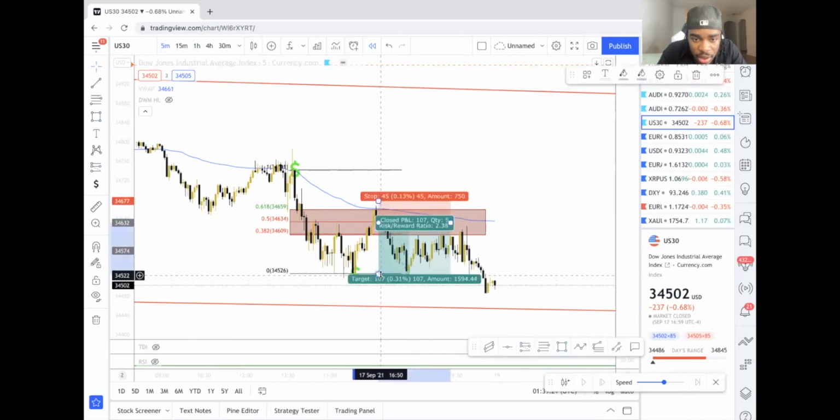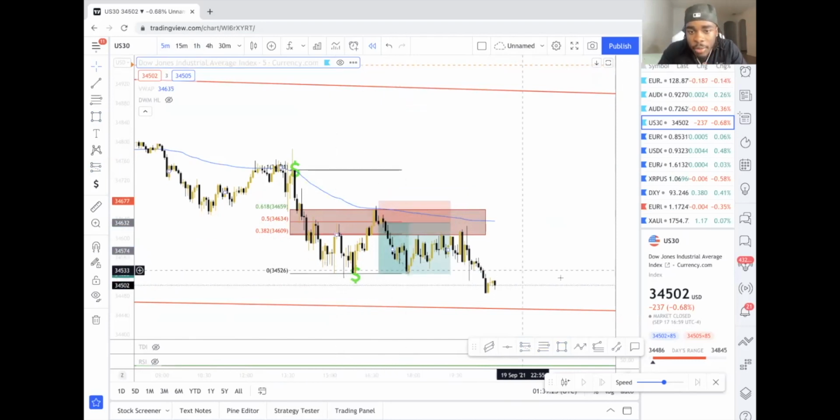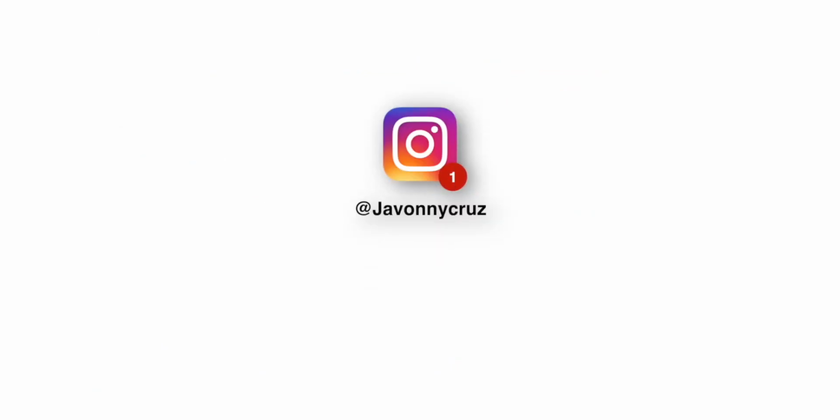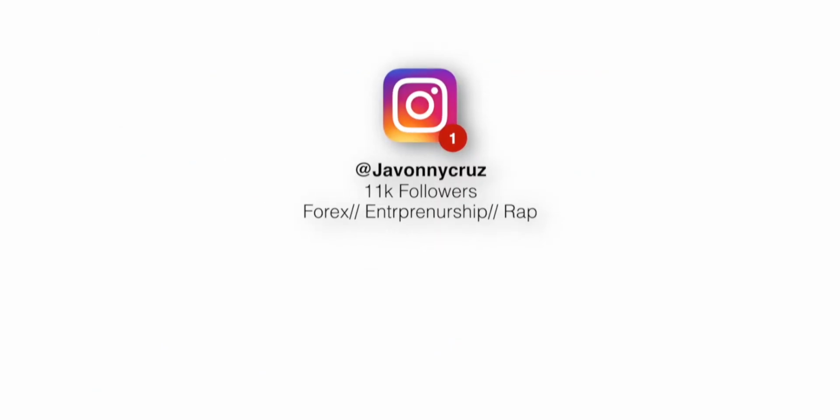First TP at the low. Oh my goodness, this is unstoppable. I'm flipping these like bricks. I really trade a little bit. Just started trading.